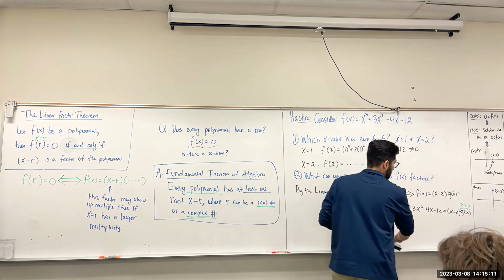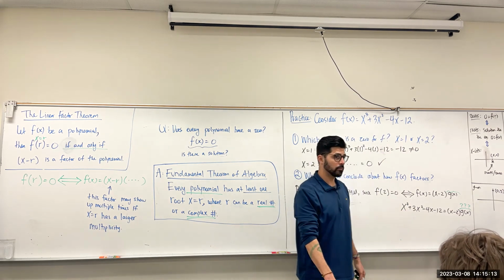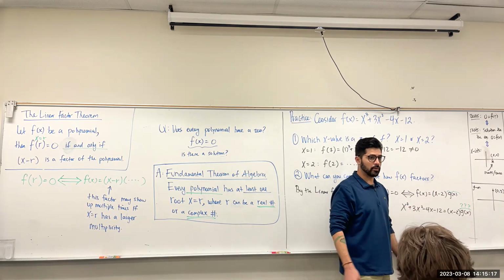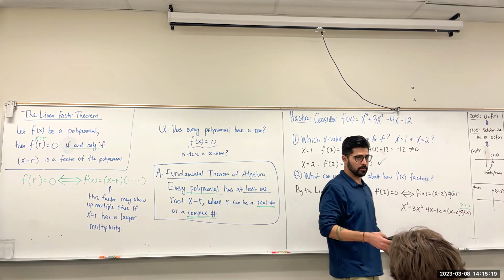So then g of x, it'll be some quadratic, x squared something. Yeah, but which one? How do I know which one?